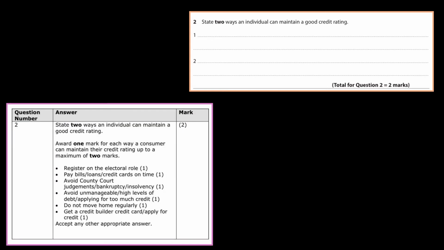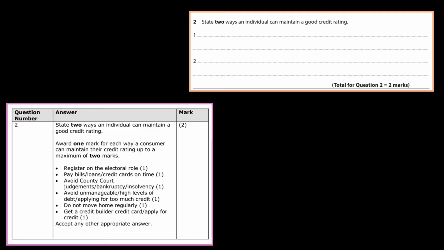So if you're registered on the electoral roll, meaning if you're registered to vote at the property you live in, that will help to improve your credit rating, believe it or not. It just shows that you live at the property that you say you're at. If you pay your bills, loans and credit cards on time, that will improve your credit rating, and you should avoid county court judgments, bankruptcy and insolvency, and you should know what they are because they were covered on the syllabus. But yeah, county court judgments and bankruptcy, that's like the tail end of your debts where you've not paid them and you're having to go to court to explain why you've not paid off your debts.